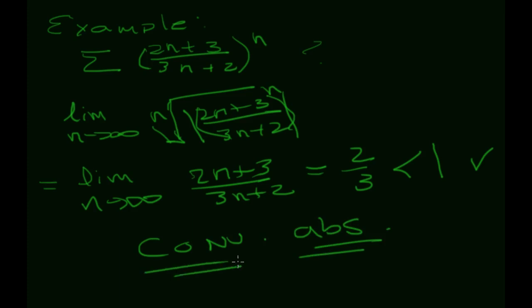Okay. If this had come out as greater than 1, I would say that it diverges. And if it came out as equal to 1, then it's inconclusive, and I have to use some method other than the root test to be able to find convergence versus divergence. All right, so there you go. Absolute convergence, conditional convergence, and the root test.